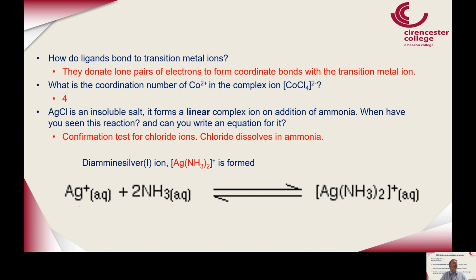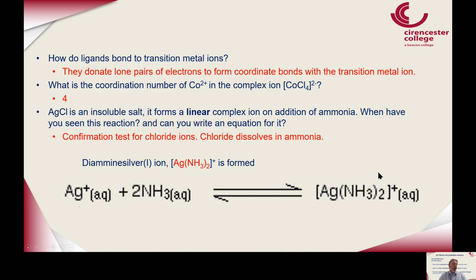Okay, AgCl is an insoluble salt that forms a linear complex ion on the addition of ammonia. When have you seen this reaction? I can write an equation for it, where it's a confirmation test for chloride ions when you do a silver nitrate test. Okay, so silver chloride dissolves in ammonia. You end up producing the complex ion, which is the diamminesilver(I) ion, Ag(NH3)2+, and there's the equation on the board there. So you've got the Ag+ ion, which is forced to come out of the precipitate to make the diammine ion.